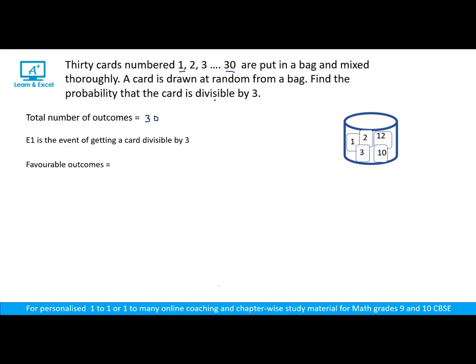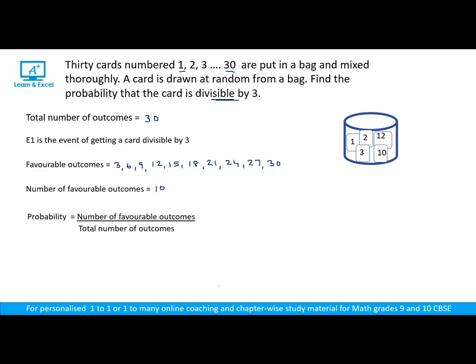From 1 to 30, cards that are divisible by 3 will be 3, 6, 9, 12, 15, 18, 21, 24, 27, and 30. The number of favorable outcomes will be 10. Probability, we know, is the number of favorable outcomes upon the total number of outcomes. So the probability that the event E happens will be 10 upon the total number of outcomes, 30. So we get the probability as 1 upon 3.